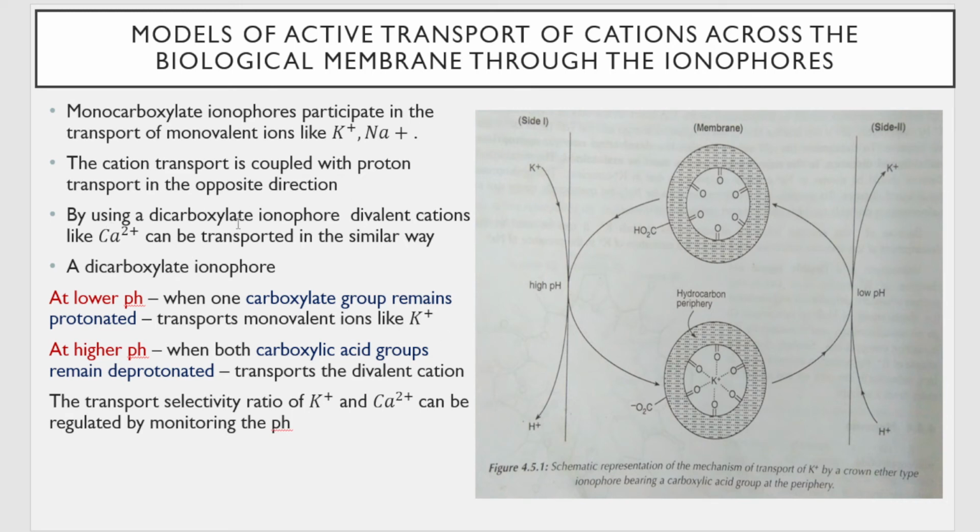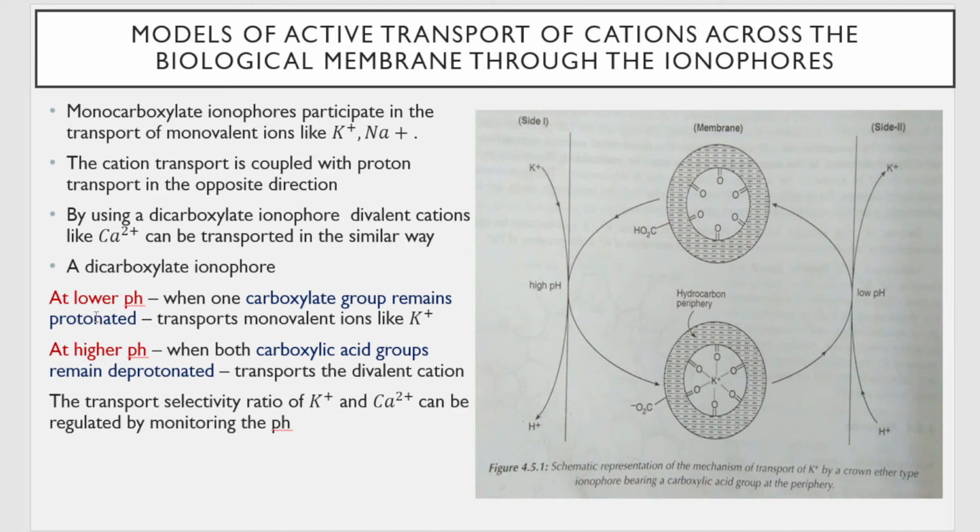Now let us understand dicarboxylate ionophore. As I said, it can transport both monovalent ion as well as divalent cations. But how does it do it? For that also, the mechanism is same. That is, if it is a dicarboxylate ionophore, you know that it has two carboxylate groups, group number 1 and group number 2. Okay, I will call it as group number 1 and 2.